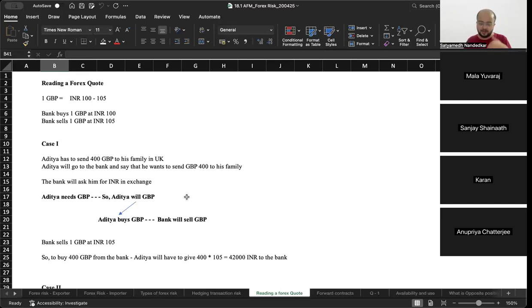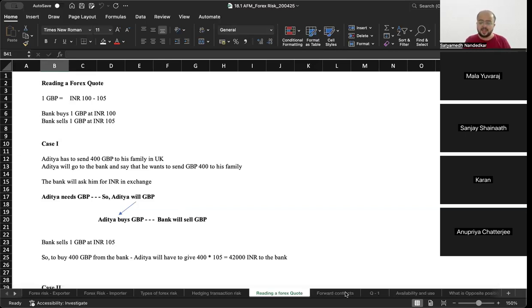basically, he will have to sell the rupees that are there with him, he'll have to give those rupees and buy pounds in exchange. Now, Aditya is buying pounds. That means bank is selling pounds, and bank sells at 1 pound equal to 105. So 400 pounds will become 400 into 105. That is 42,000. And this is how one would translate the foreign exchange quote from one currency to another.